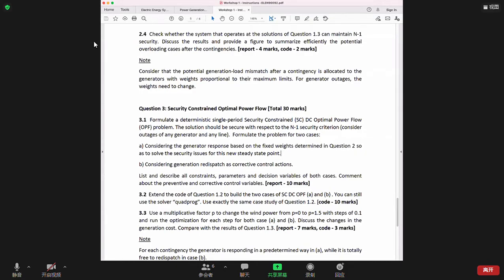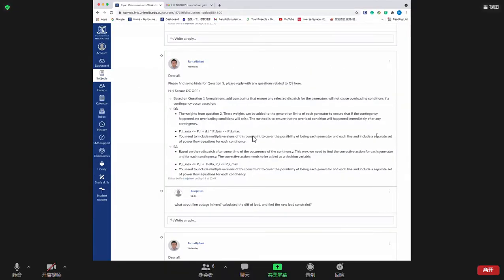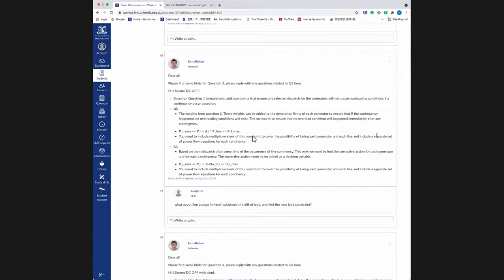Hints or this one? Hints, you can go to the hints. Yes, zoom in a little bit so I can see.